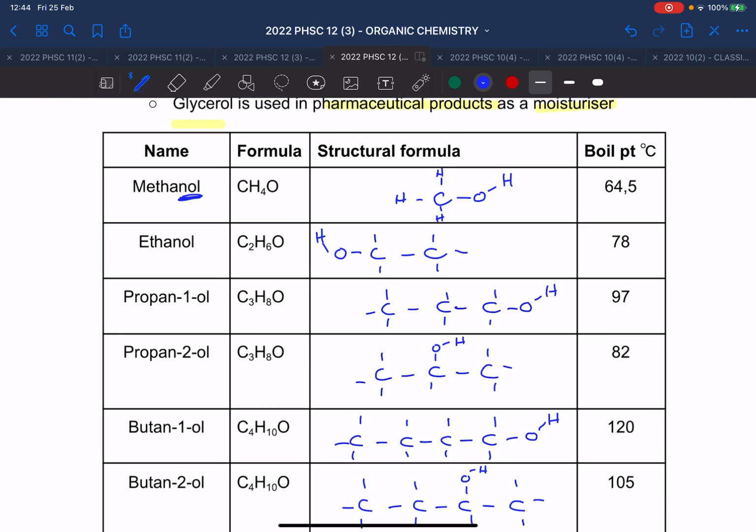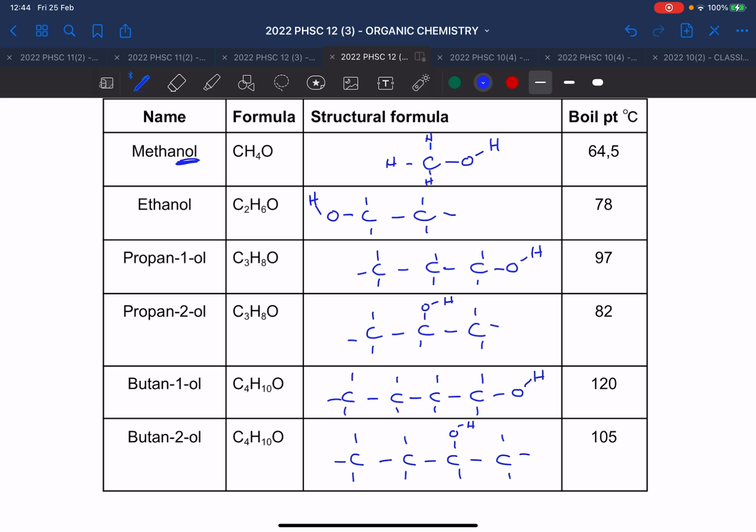The longer chain thing. So the longer chain is methanol, propanol, butanol. If I compare these four, you see the longer the chain becomes, the higher the boiling point. But I want to compare these two. They're the same length, four carbons each, same molecular formula. But the boiling point differs. Why?